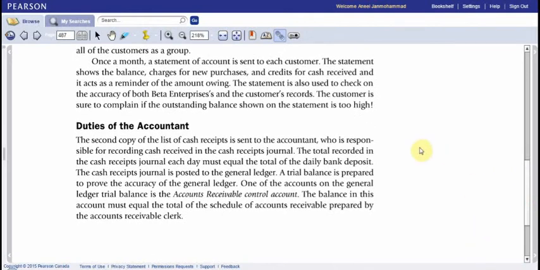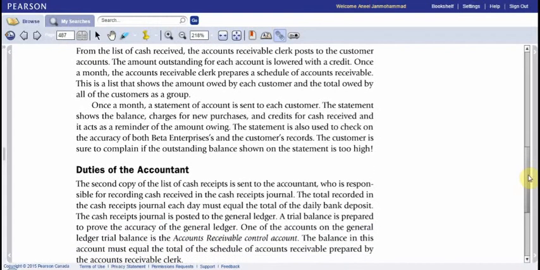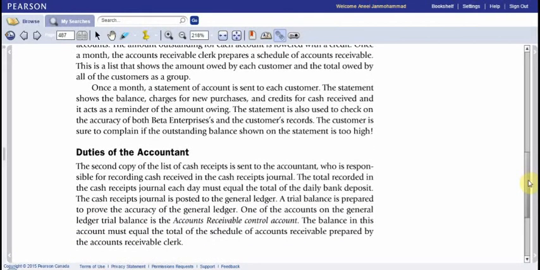Okay, so here's our third person. Remember, now we had the mail clerk, we had the accounts receivable clerk. Also, we've talked about the office manager, and now the fourth person we have is the accountant. So the second copy of that list that the mail clerk creates goes to the accountant, and this person puts it in the journal. We haven't talked about the cash receipts journal. Just think of that as a general journal, and they put it into the general journal that this has been received. Okay.